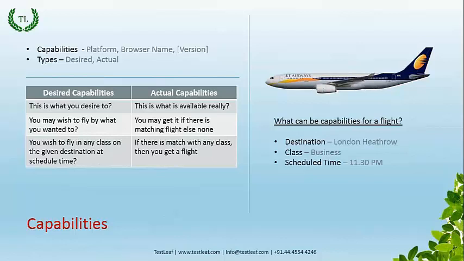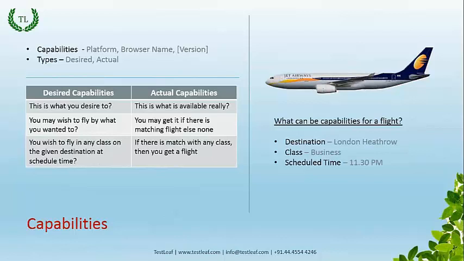So that is called desired. What is actual? You may not find a flight which is at 11:30 or just after 11:30, or you may have a flight but you don't have a business class, or you may have a business class at 11:30 but it is not for London, right? So in those cases, the actual capabilities are physical flights which will carry you, which have the matching capabilities for you. So the desired is what you wish, actual is what is really available.